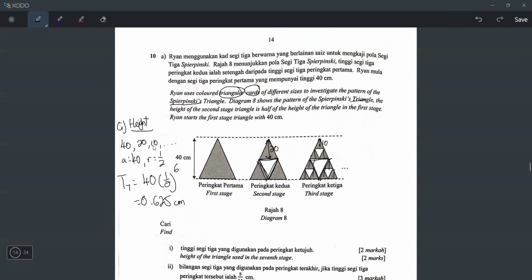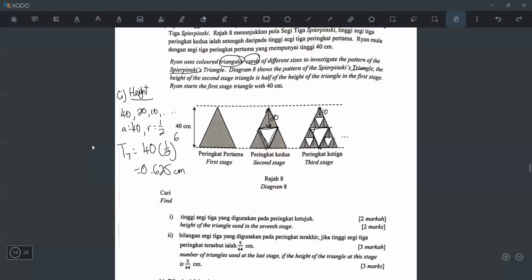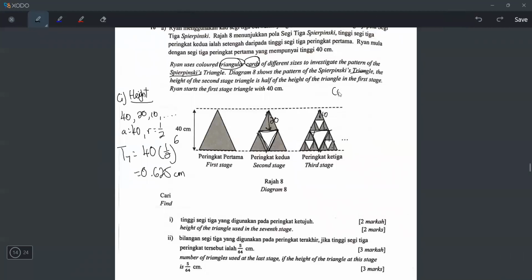Okay. So let's go to question number 2. Okay, I think for question 2, I'll do it here, right? So let's read. Find the number of triangles used at the last stage.